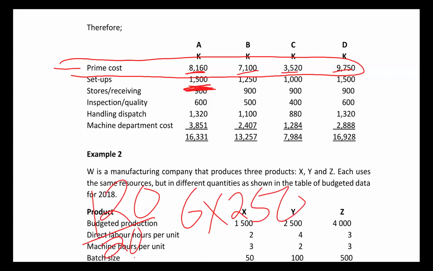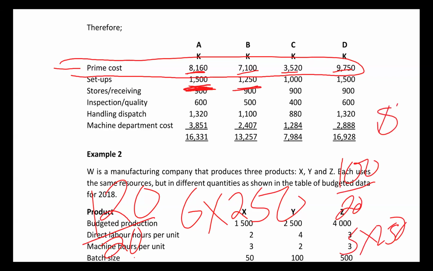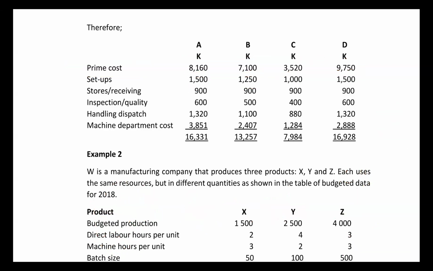Then the next one is 100. That is product B. Divided by 20, that gives you 5 times 250, giving us 1,250 basically, like that. Then the other one is 80 units divided by 20, 4 times 250, giving you 1,000. And you proceed like this. So that's how you find these setup costs, based on the production runs.